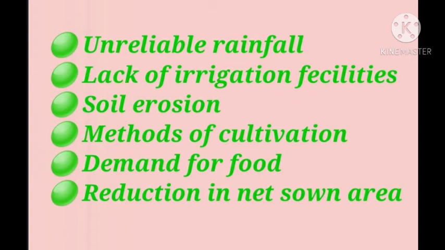And the last point, reduction in net sown area. Nowadays, there is a trend among the farmers to shift from food crops to cash crops, because food crops are not profitable for the farmers. If they follow cash crops, they will be more profitable. So they shift from food crops to cash crops, sometimes vegetables and fruits, etc. So that will reduce the availability of net sown area for the cultivation of cereals and pulses.